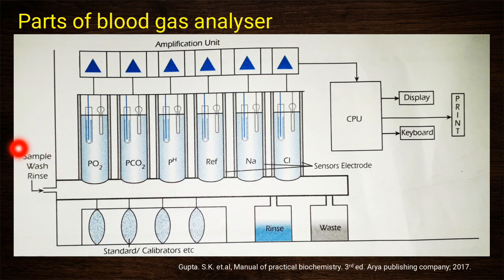Here we introduce the sample, and it is analyzed in different sensors or electrodes. The electrical signal is transferred to the amplification unit, then transferred to the CPU, which analyzes the electric signal coming from the reference electrode, that is the standard electrode, and also from other electrodes. It then gives the display in units, and it will give a printout.